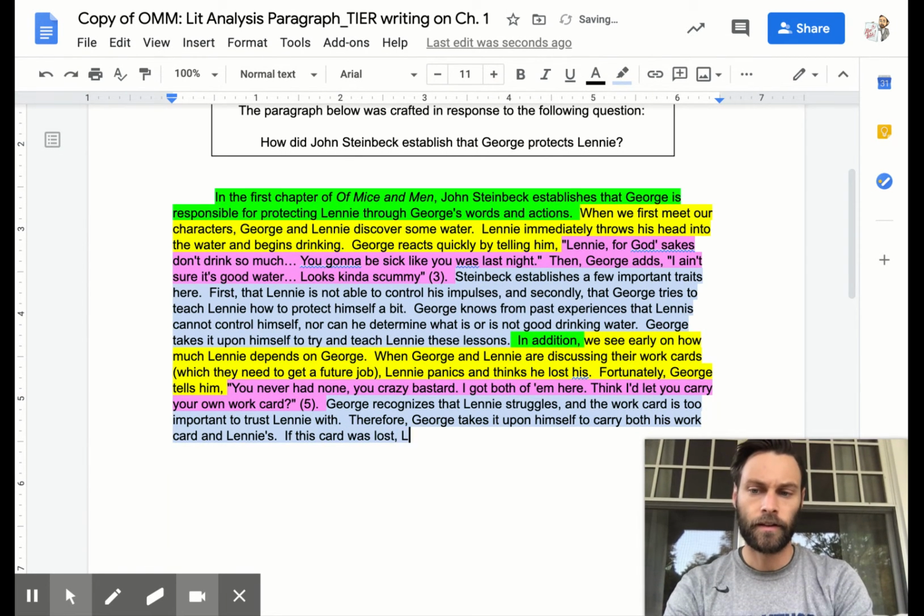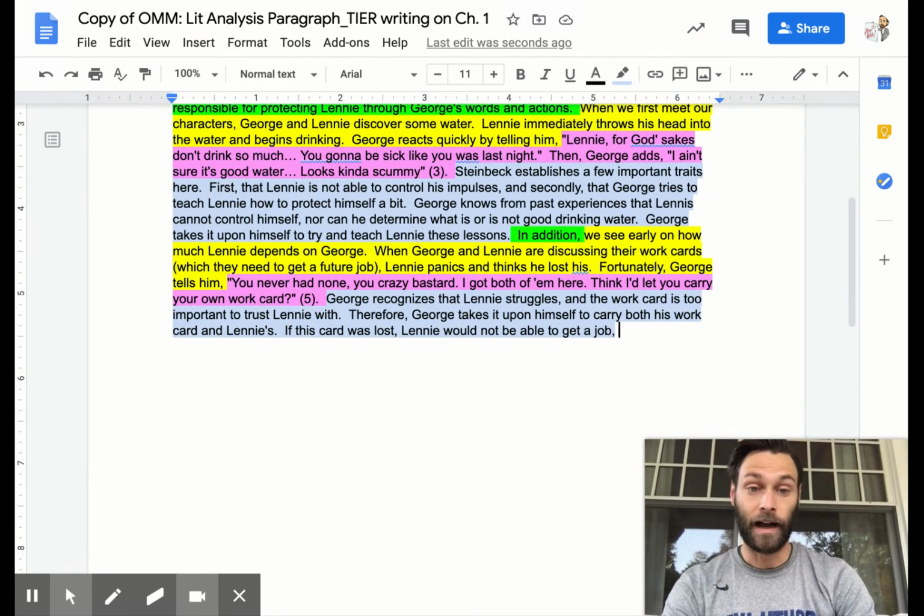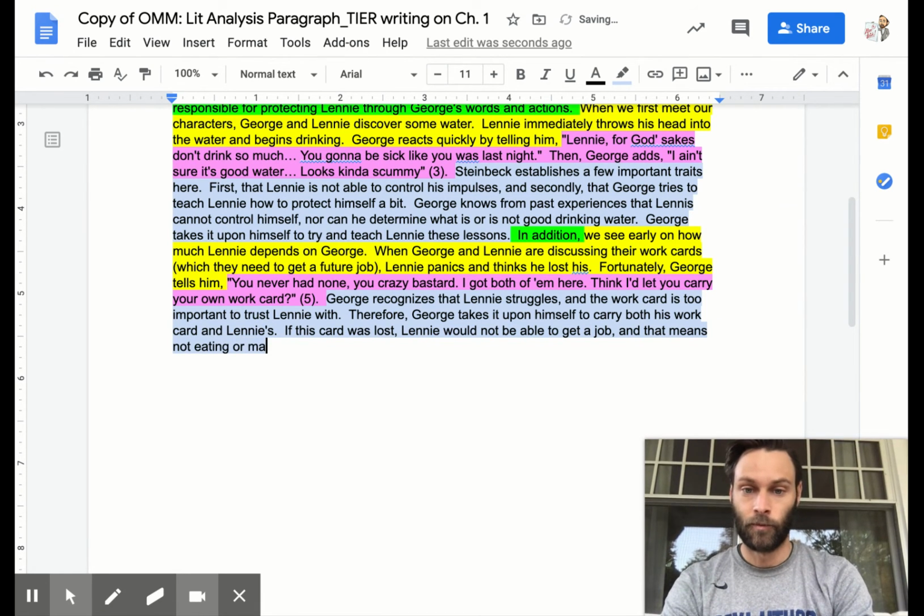is lost, Lenny would not be able to get a job. And here's why that matters. Not only is it just a job, but that means not eating, not making any money.